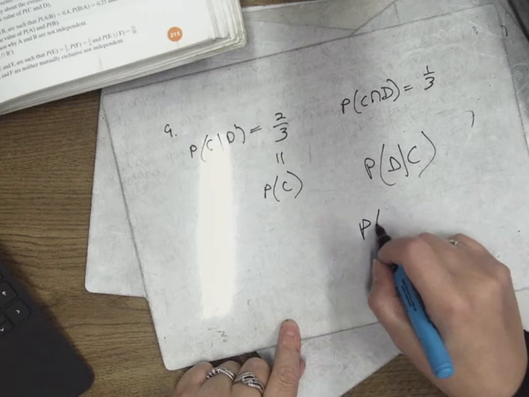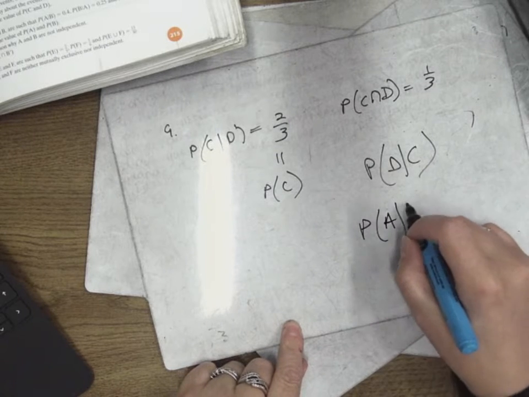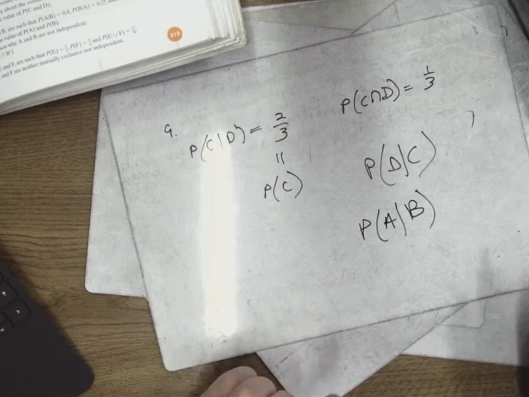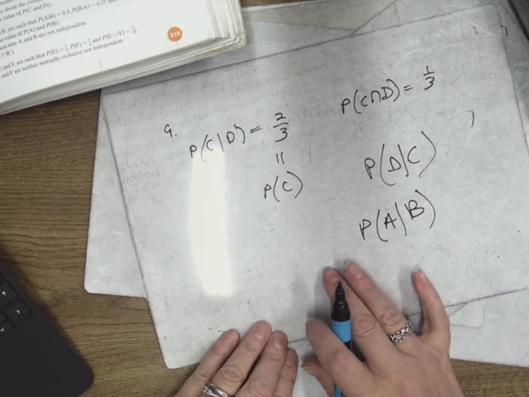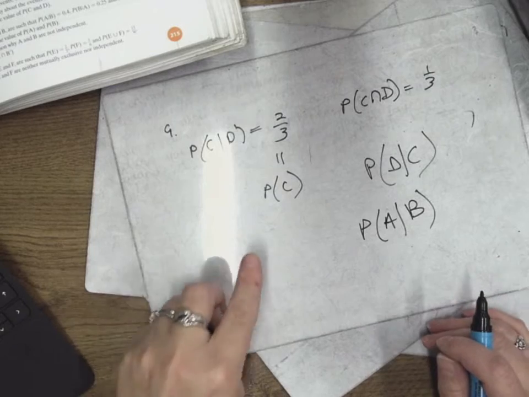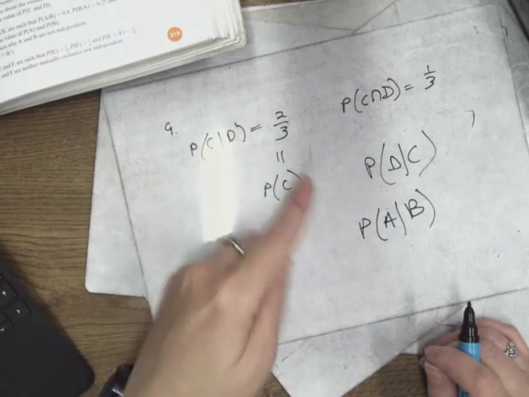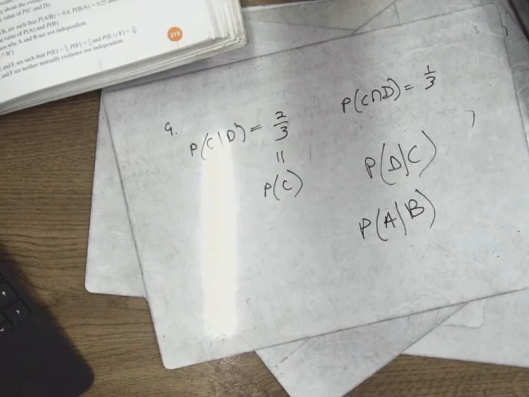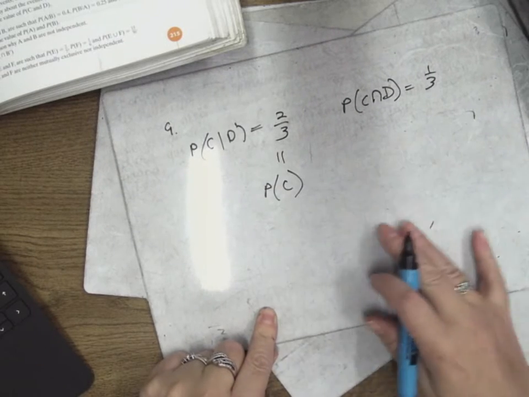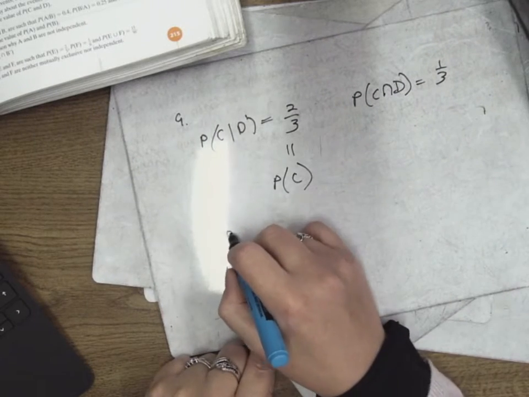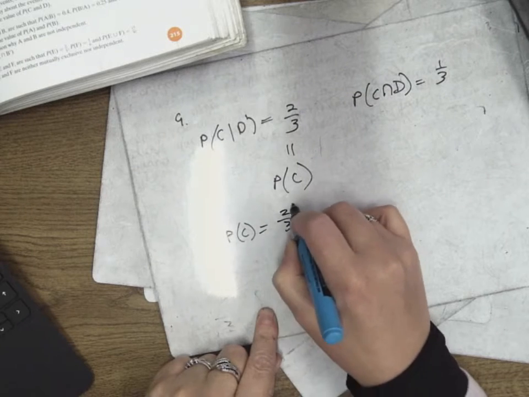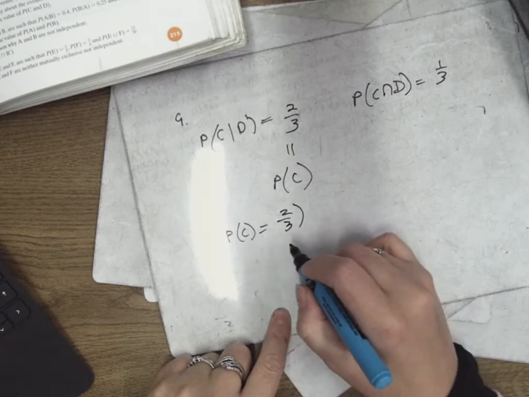If I said the probability of A on condition of B, what would that be equal to? Probability of A, right? That's only true for independent events, because one doesn't affect the other. So probability of C on condition of D doesn't affect it at all, so it's just the same as probability of C, right? So probability of C is 2/3, and once you have that, then you want the probability of D.